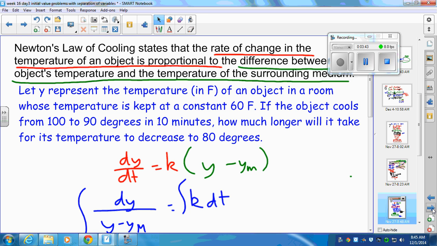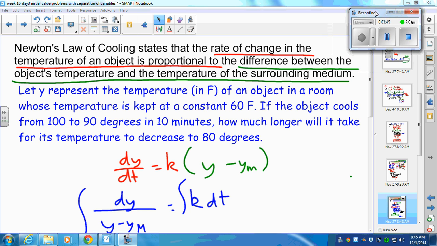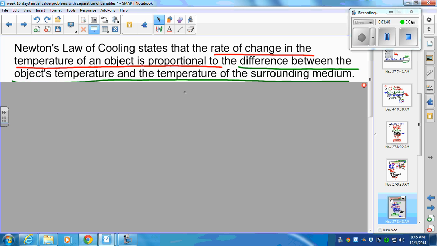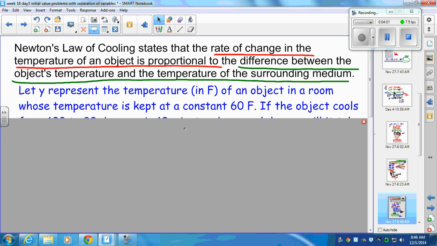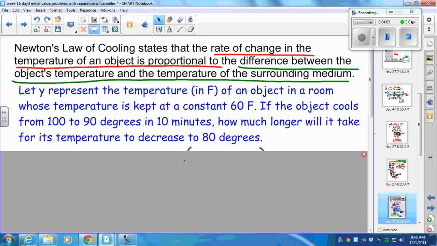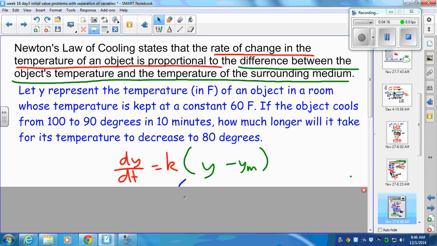So here's one, Newton's law of cooling. It has lots of wording here. Reminder, this is what we ended with yesterday. The rate of change in the temperature of an object is proportional to the difference between the object's temp and the temp of the surrounding medium. Let y represent the temperature in Fahrenheit of an object in a room whose temperature is a constant 60. If the object cools from 100 to 90 in 10 minutes, how much longer will it take for the temp to decrease to 80?